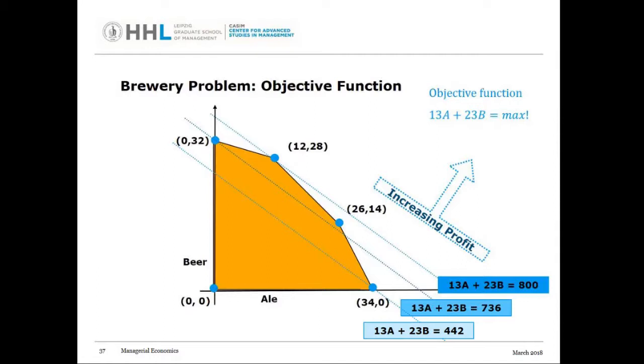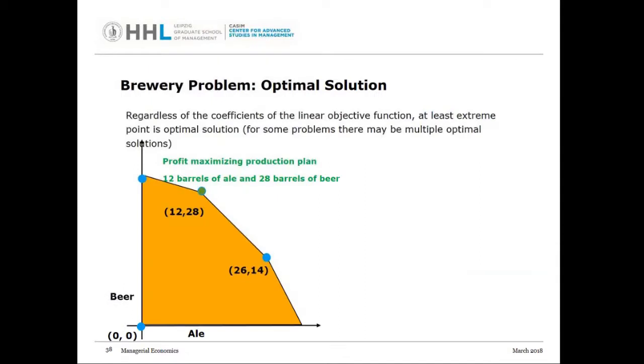So looking for the best solution is just looking for the point in the feasible set that is at the most northeast part of that set. So here in this case we have the point 12 barrels of ale and 28 barrels of beer. It gives us the profit of 800. Okay, so we can just plug it in and get that we have 800. This is the best you can get in this particular example. So the optimal solution is what we get.